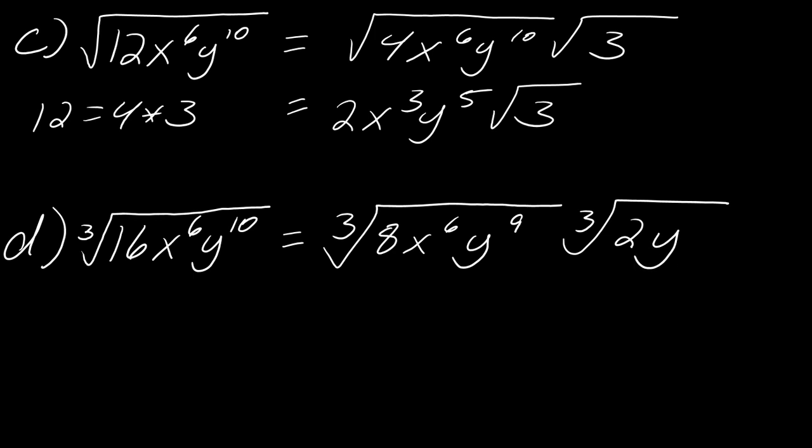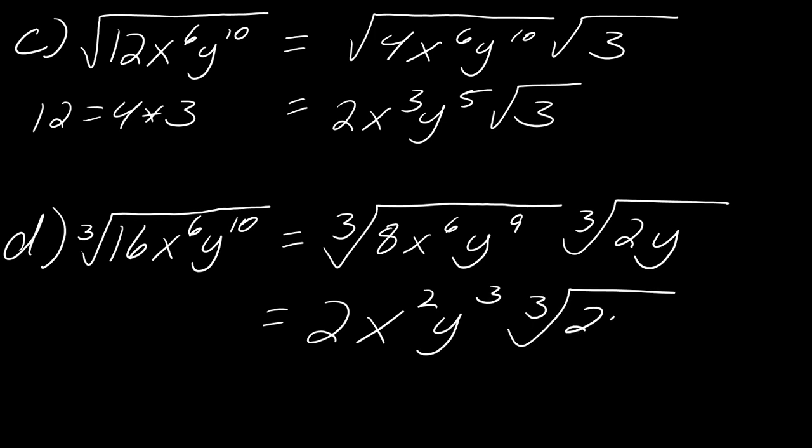Just appreciate how I decided to break this up. 8 times 2 is 16. X to the 6 we already said can be broken down, so that goes here. And then y to the 10th can't be fully broken down. So instead I take out the part that I know I can break down, and then I leave that remainder. So these are the parts that can't be broken down. With that in mind, this will equal 2x squared y to the 3rd times the cube root of 2y.